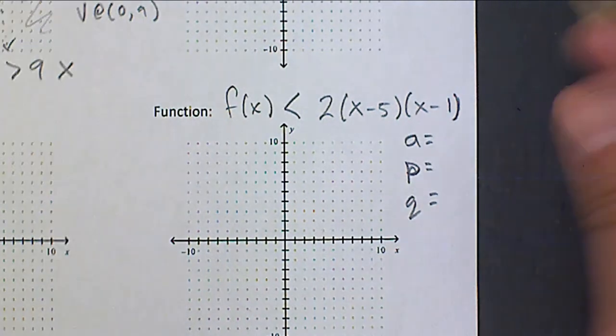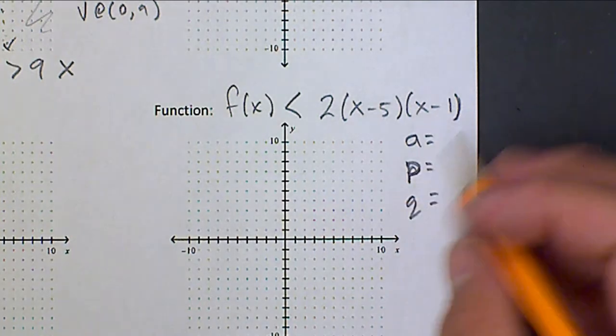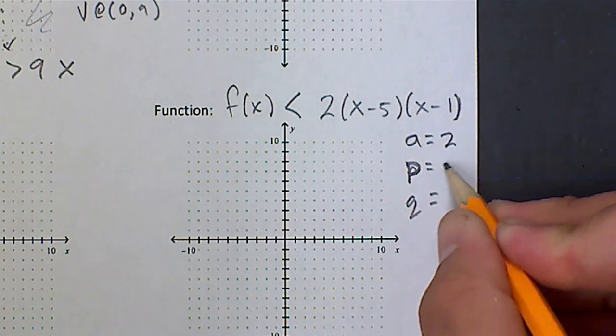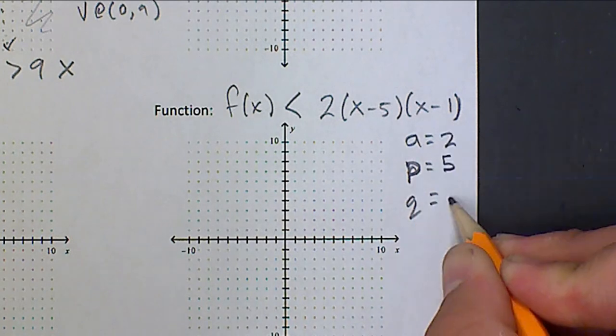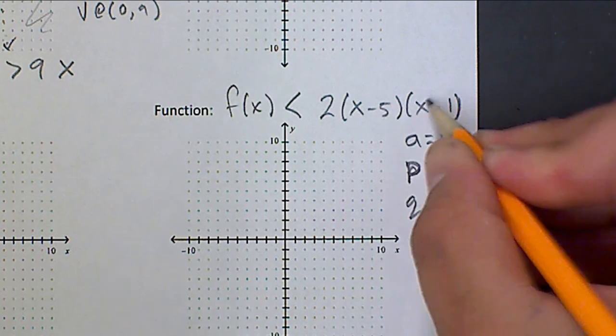So okay, that's the intercept form. A is equal to 2. P is equal to 5 and Q is equal to 1. Why not positive 5 or negative 5?